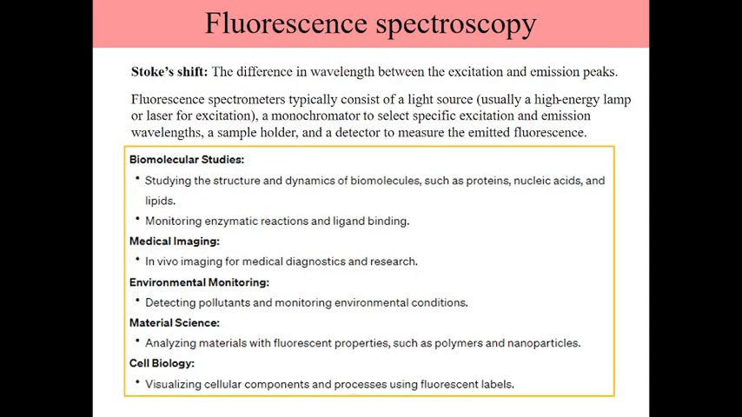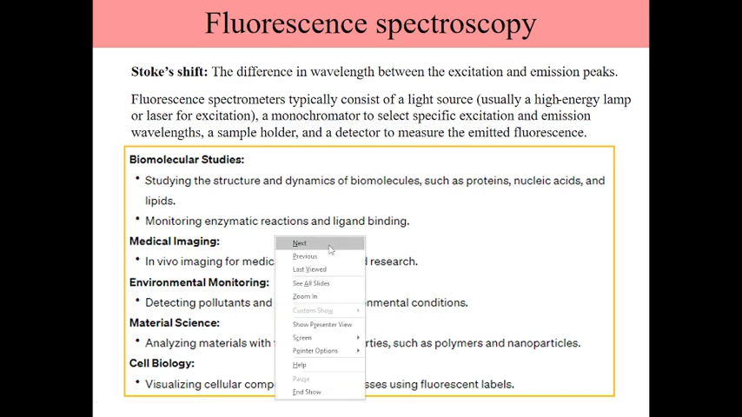All right, so what are the different applications? Fluorescence spectrophotometers typically consist of a light source, usually a high energy lamp or laser, a monochromator to specify the excitation and emission wavelength, and a sample holder and detector to measure the emitted fluorescence. So this is used for biomolecular studies, where you can study the structure, dynamics, and concentration of different biomolecules.